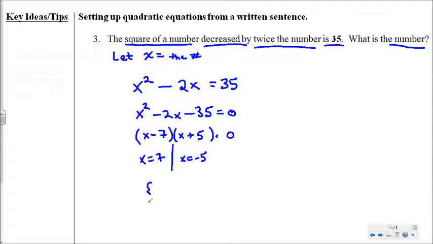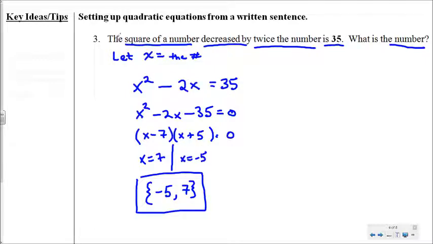Therefore, my solution to this equation is negative 5 or 7. So the number x could be either negative 5 or 7. Those are the two numbers that will satisfy this result.